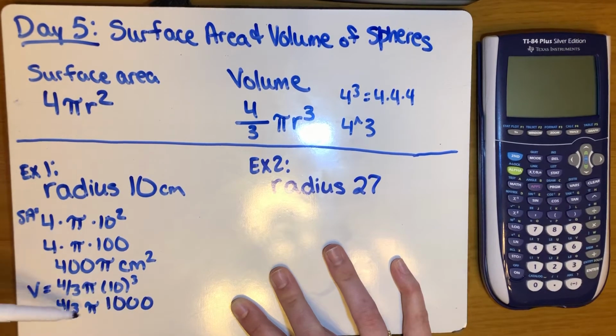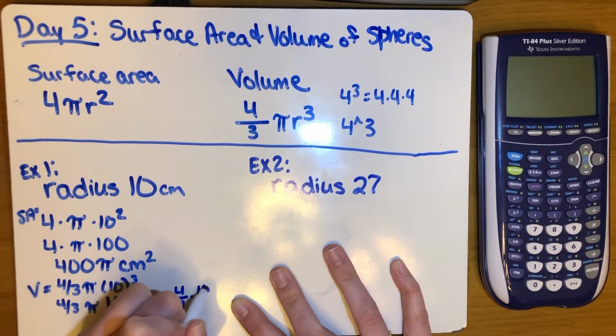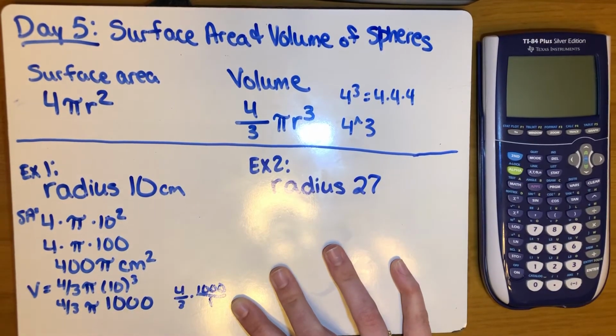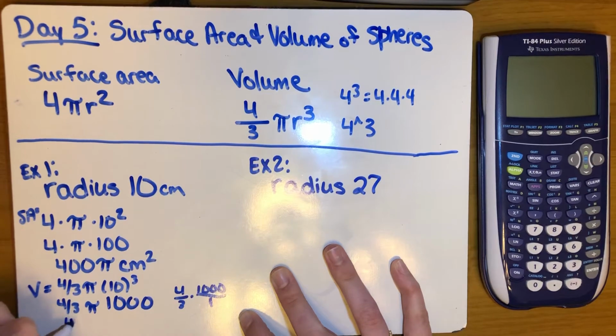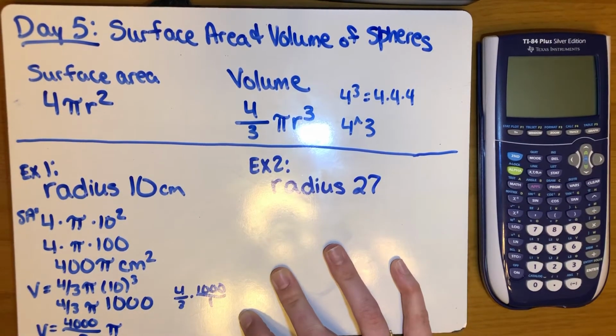But for this one, this is not going to come out as a decimal when I do the math. So instead we're going to multiply this fraction by this number. To multiply 4/3 times 1,000, I need to put 1,000 over 1. Always take a whole number and put it over 1 to make a fraction, and then multiply straight across the top. 4 times 1,000 is 4,000, 3 times 1 is 3, and then carry my pi down. So the volume for this one is 4,000 over 3 pi centimeters cubed. Volume is always a cubed unit.